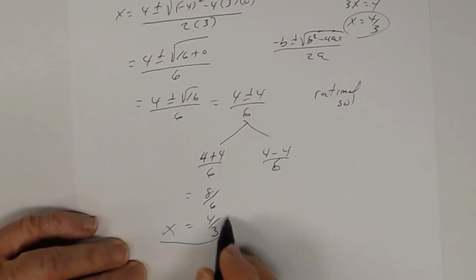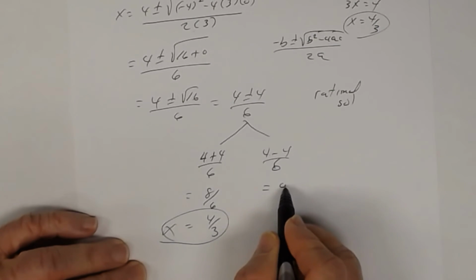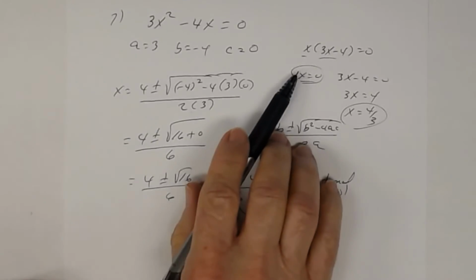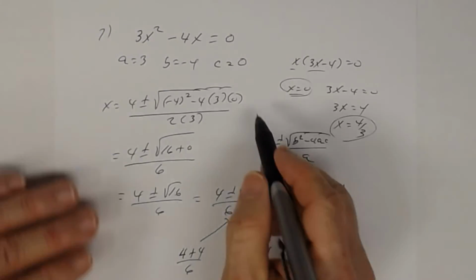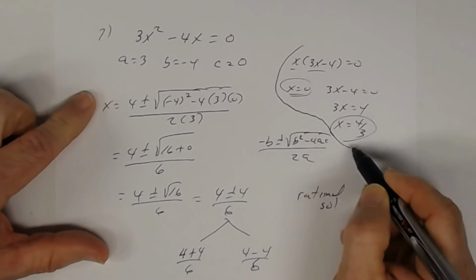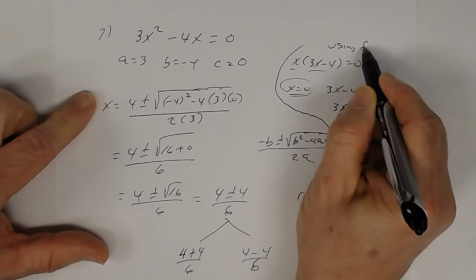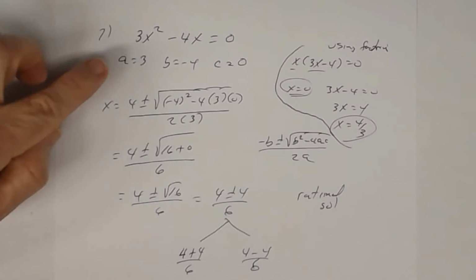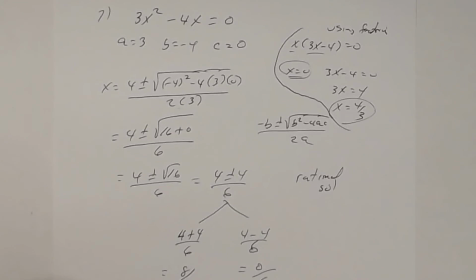All right, so there's one of your solutions. Over here, 4 minus 4 is 0. 0 divided by 6 is 0, which is the other one, and that's what you saw here. Okay, so remember, this is what you had to do. That's using factoring here. But that was not the direction. The direction said use the quadratic formula, so make sure you always follow directions.